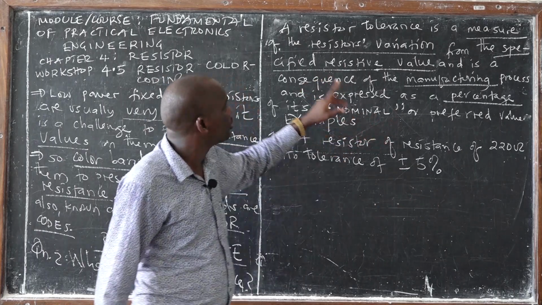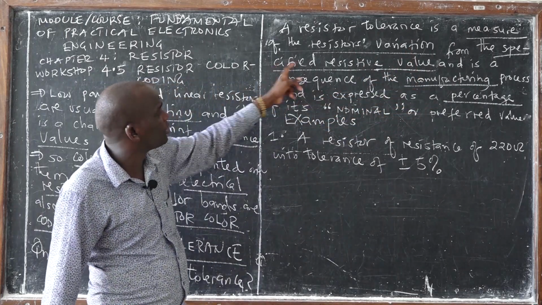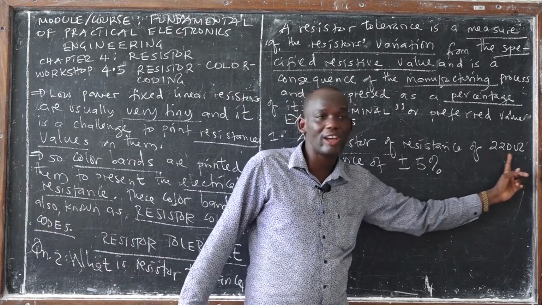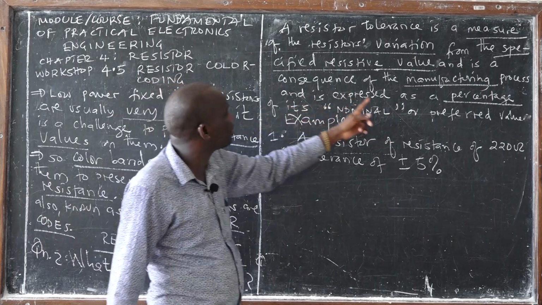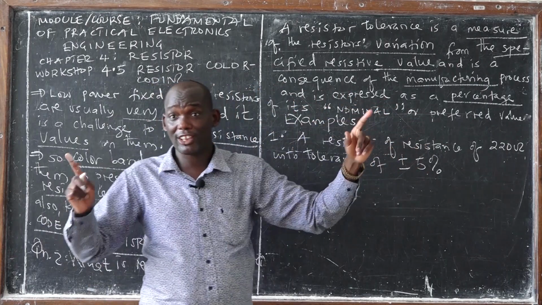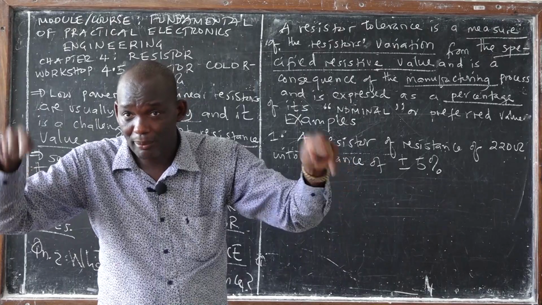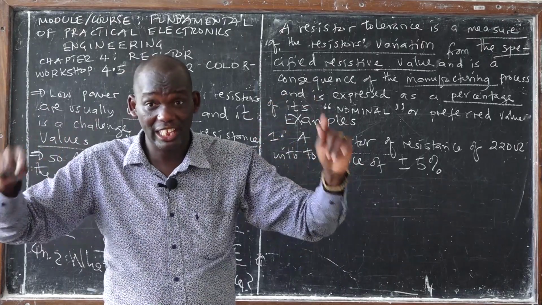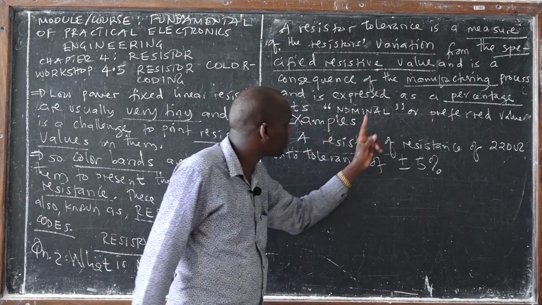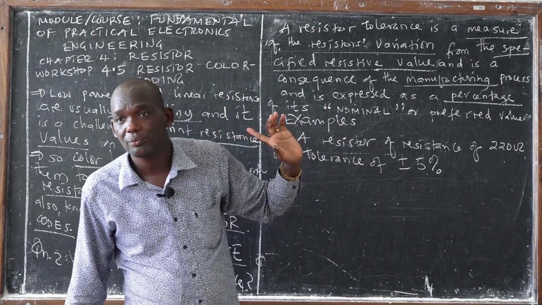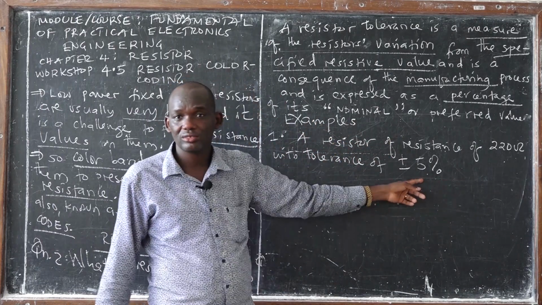A resistor tolerance is the measure of the resistance variation from what? From the specified resistive value, where that specified resistive value is 220 ohm. It is a consequence of the manufacturing process. So what does it mean? It means the manufacturer is the one that decides the resistor tolerance, not you, the user. The manufacturer manufactures the resistors with their tolerance. It is expressed as a percentage of its nominal or preferred value.